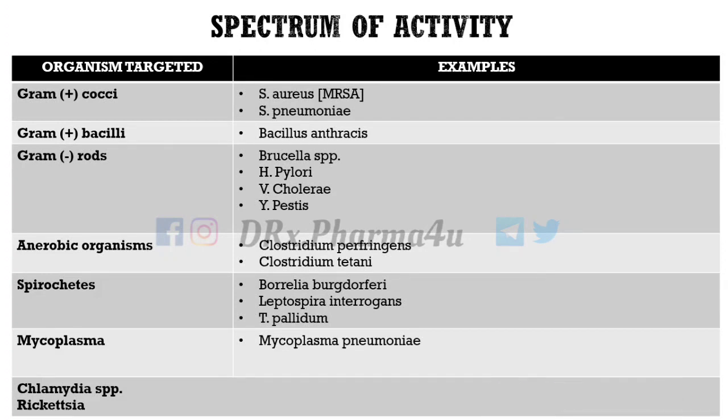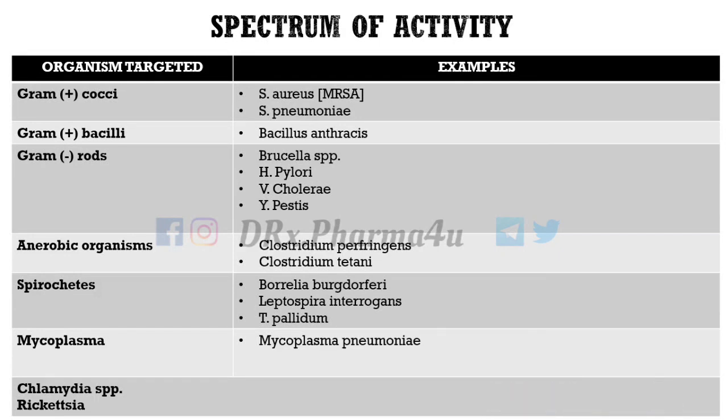So that is why many people who attain mortality, or who actually die from cholera, usually die due to hypovolemic shock, because so much fluid is lost from your body. So that is why in cholera, the drug of choice is doxycycline, and along with that we give fluid and electrolyte replenishment. And then we have Yersinia pestis.